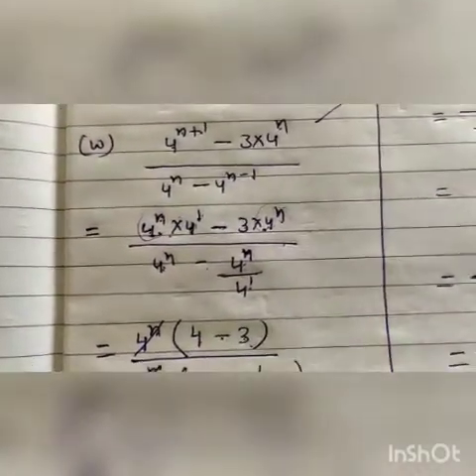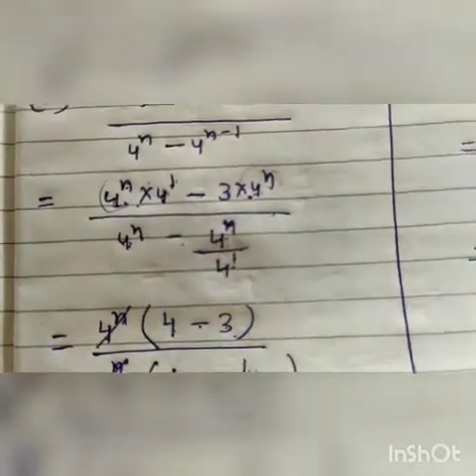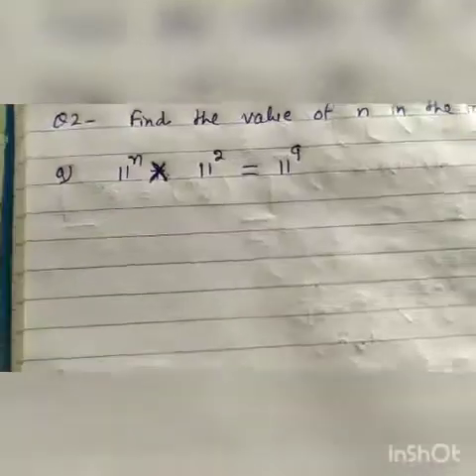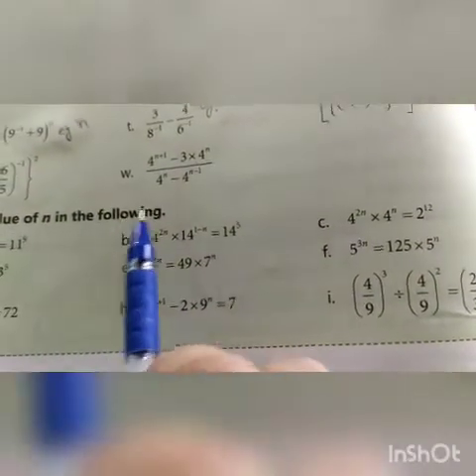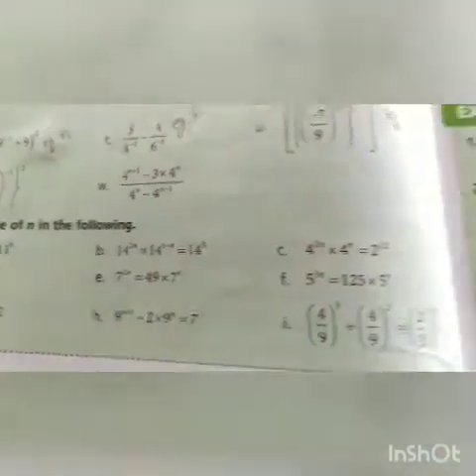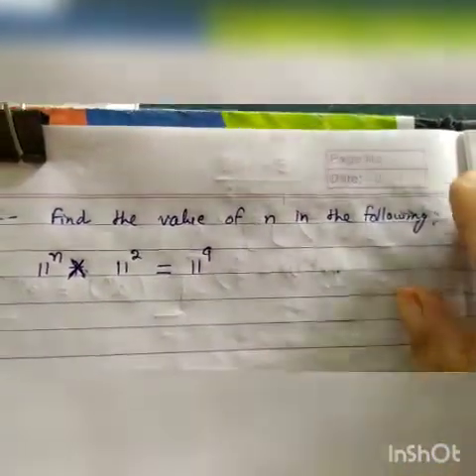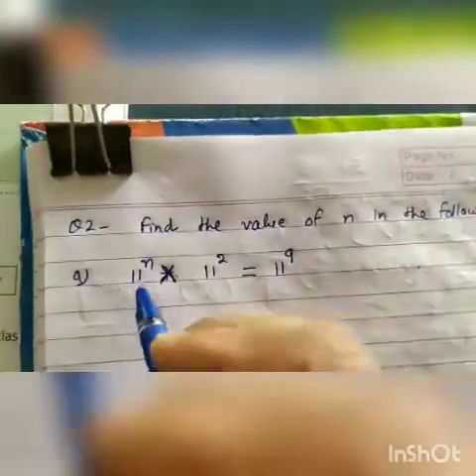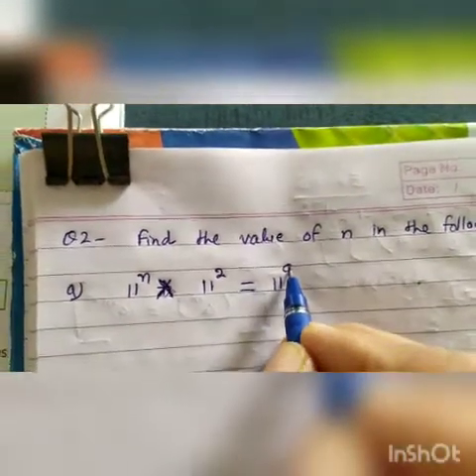Question number 2. I am going to start question number 2. Question number 2 is, find the value of n in the following. So come to here, find the value of n in the following. Its A part is 11 power n into 11 power 2 is equal to 11 power 9.